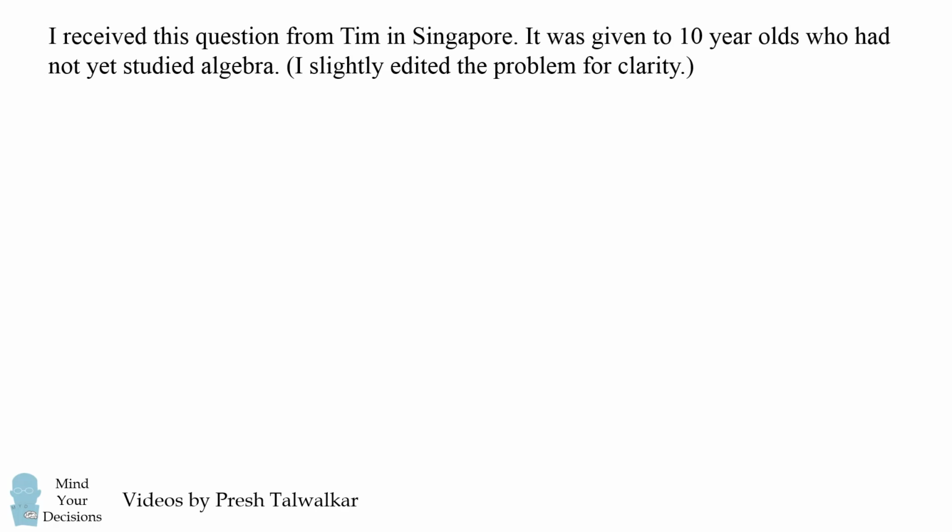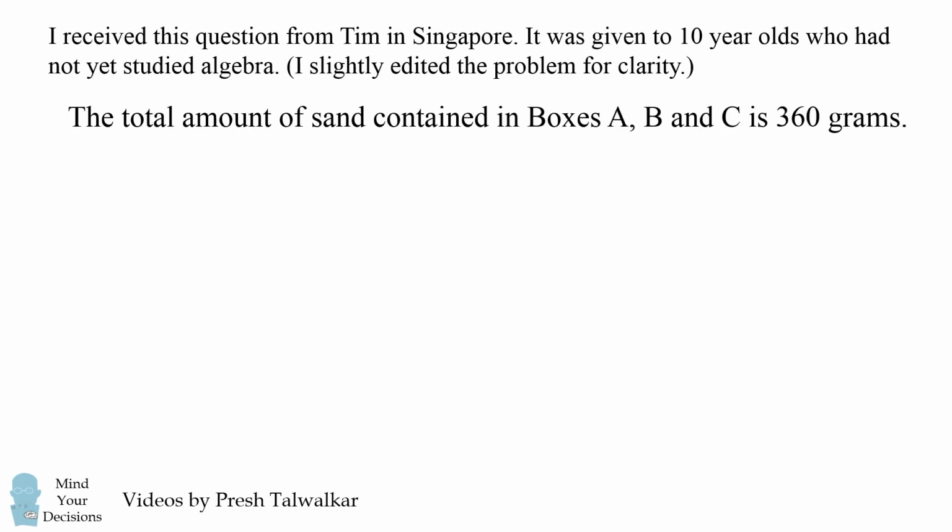I received this question from Tim in Singapore. It was given to 10-year-olds who had not yet studied algebra. I slightly edited the problem for clarity. The total amount of sand contained in boxes A, B, and C is 360 grams.